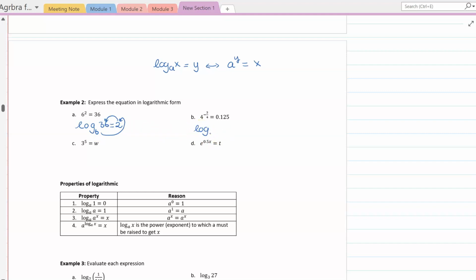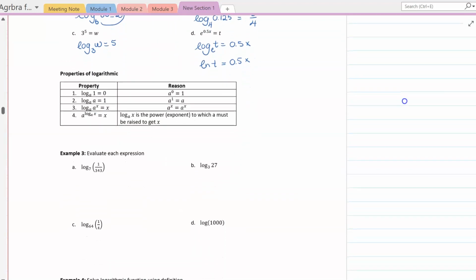Log base 4 of 0.125 equals negative 3/4. Log base 3 of w equals 5. And log base e of t equals 0.5x. Log base e we can rewrite as ln, or natural log, of t equals 0.5x. We will talk more about the natural log in the next section.